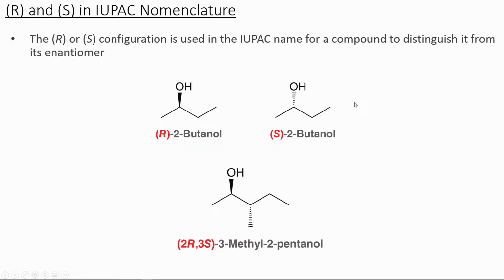There are some cases where we will have multiple stereocenters, and so this 3-methyl-2-pentanol here is going to have 2 different stereocenters attached to it, and so we would find the stereochemistry of each stereocenter. So the first stereocenter will be R, and then the second stereocenter would be S, and so it would be 2R, 3S, 3-methyl-2-pentanol.